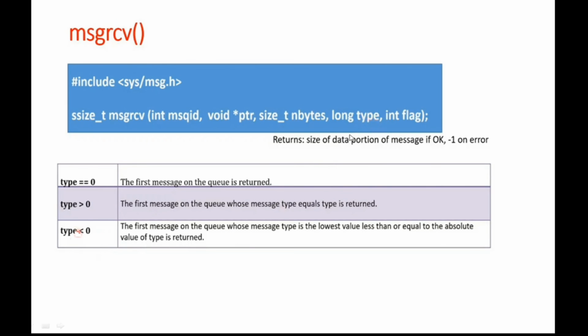So there will be different values for the type here. If type is equal to 0, the first message on the queue is returned. If type is greater than 0, the first message on the queue whose message type is equal to the type is returned. If the type value is less than 0, the first message on the queue whose message type is the lowest value less than or equal to the absolute value of type is returned.